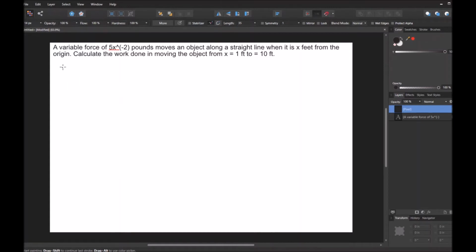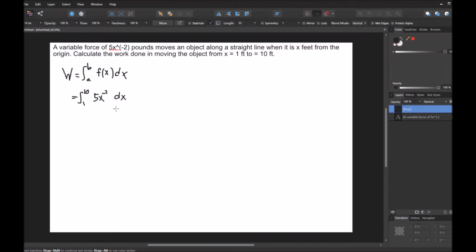So let's just write out our work equation. So we know that work is equal to the integral from a to b of f of x dx. And f of x is going to be our force equation, which we're given is represented by 5x to the negative 2 power. So I'm going to write the integral from a to b of 5x to the negative second power dx. And they also tell us that our bounds of integration are 1 and 10. So I'm going to plug that in right there.